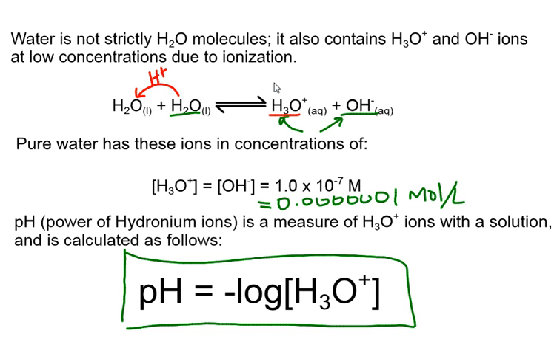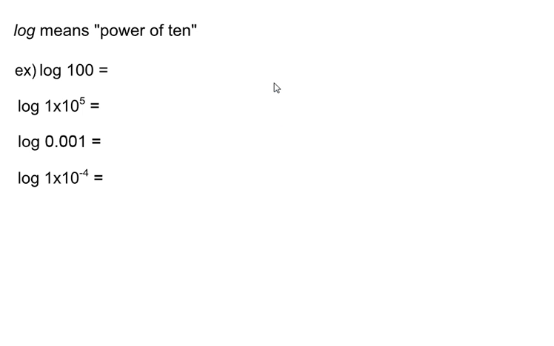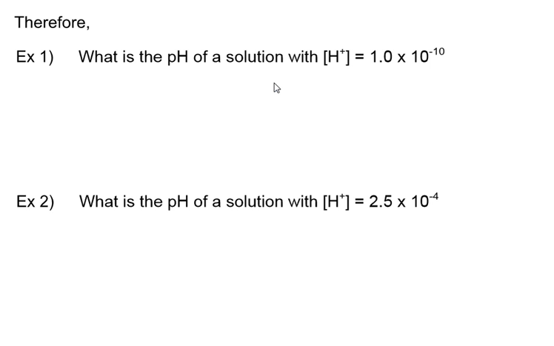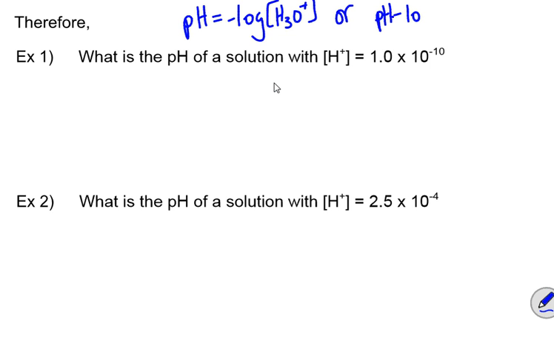So let's do a couple of examples with that. What is the pH of the solution with an H+ concentration of 1.0 times 10 to the negative 10? Remember that pH is negative log times the concentration of hydronium ions. But chemists also use hydronium and hydrogen ions interchangeably. So you could also write this equation like this. Let me start that again so it's nice and clear for you. pH equals negative log of the H+ ion concentration.